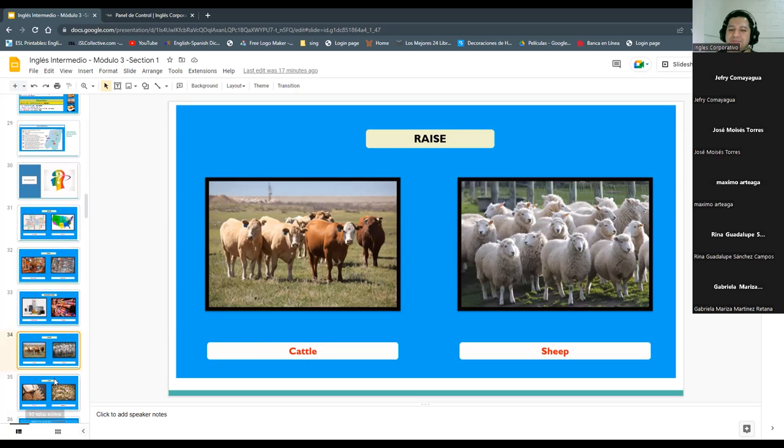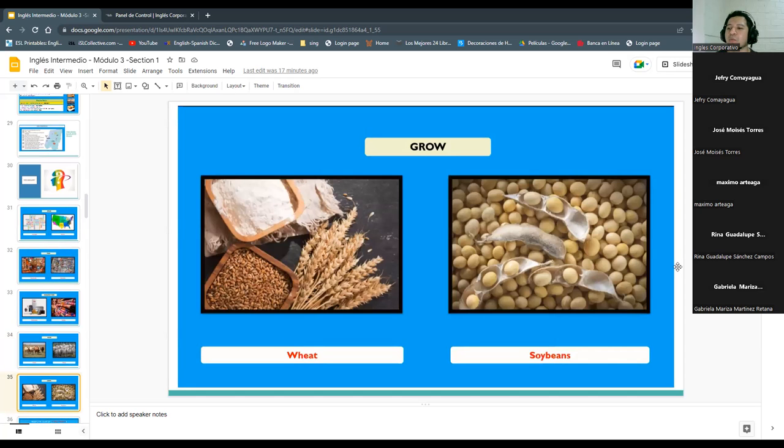Let's see the next one. Grow. We can grow wheat and soybeans. What is wheat? You can see it in the picture. What is that? Trigo, right? We have wheat. We have wheat grains. And we have wheat flour. Harina de trigo, right? Wheat flour. And we have soybeans, right? Soybeans.